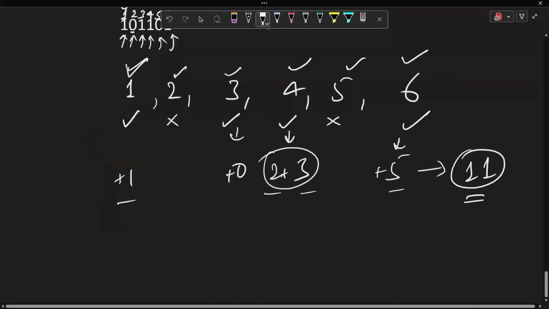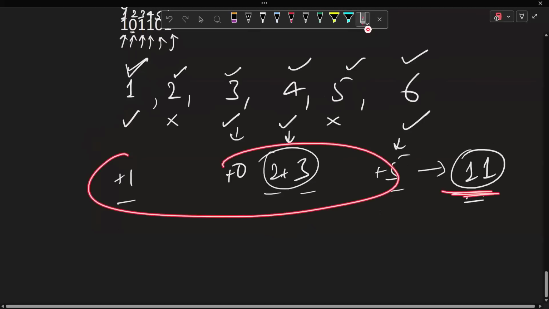Okay, so this was one way of buying: on day 1, he bought item number 1. Day 3, he didn't buy. Day 4, he bought all these 3 items. Day 6, he bought these 2 items. If he was buying in this way, his total cost would be 11.